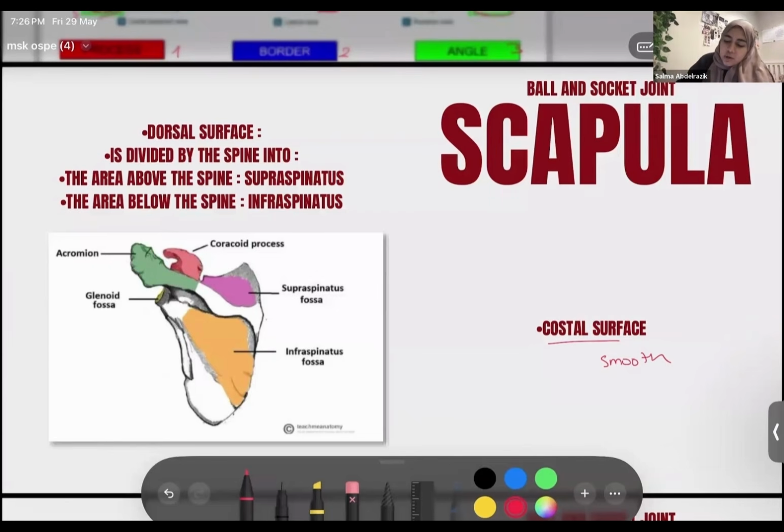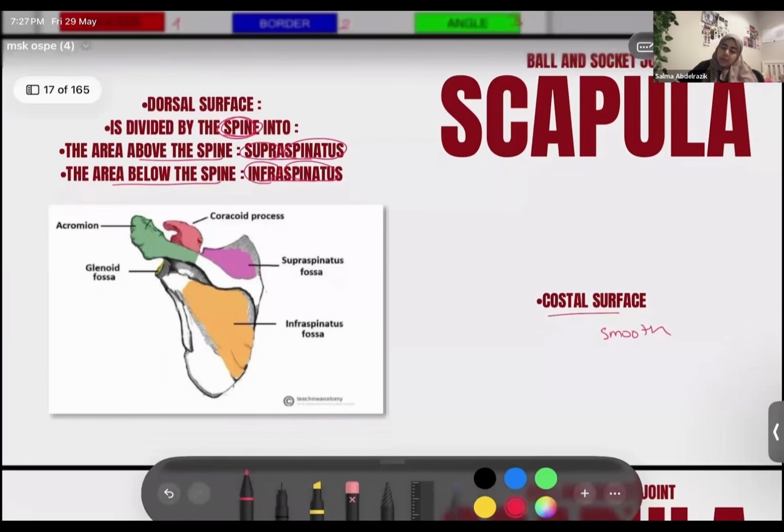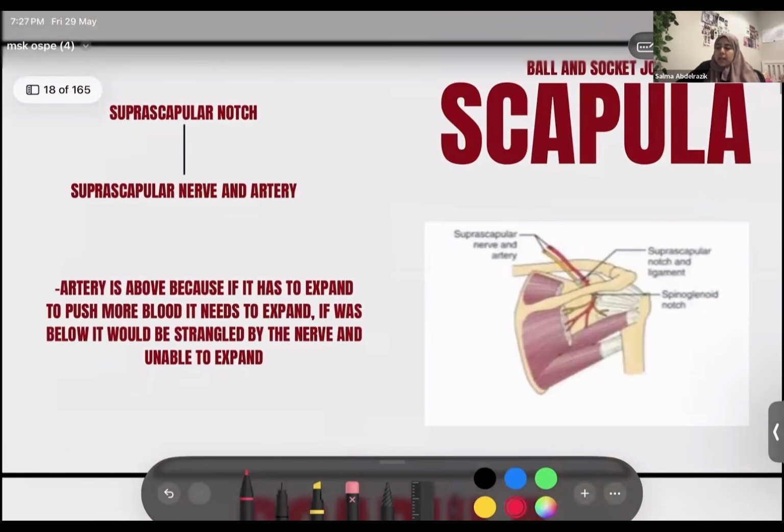Easy? Easy. Dorsal surface is divided by the spine into the area above the spine, which is called supraspinatus, and the area below the spine, called infraspinatus. Cool? Cool. Picture this: this is the spine, the end of the spine is the acromion, above it is the supraspinatus fossa, below it is the infraspinatus fossa, and we have the glenoid fossa in which the humerus attaches, like that, and the coracoid process. Easy, easy. Here we go.